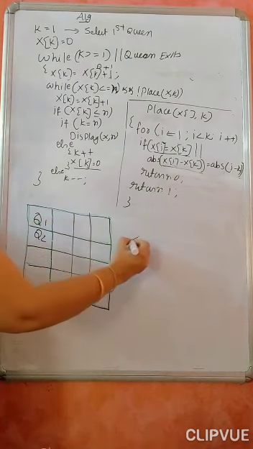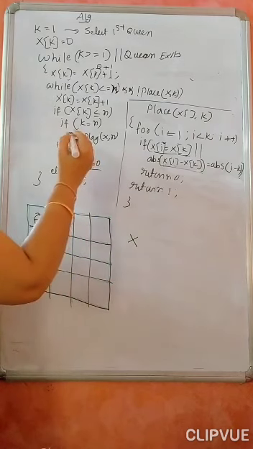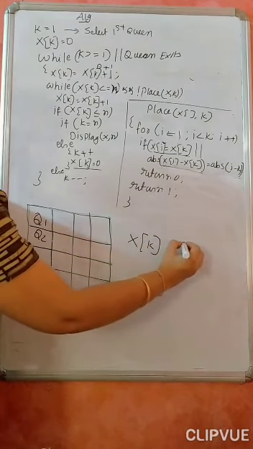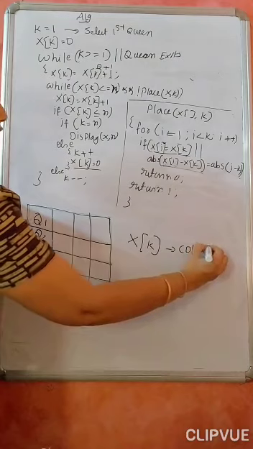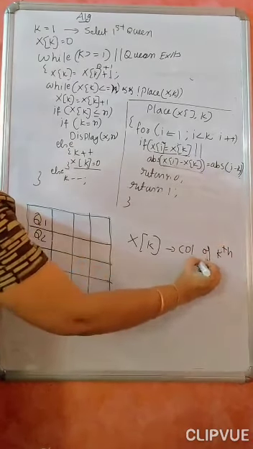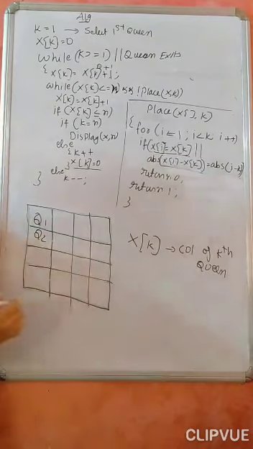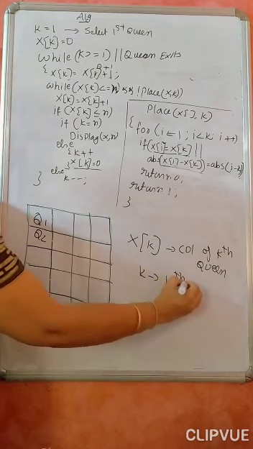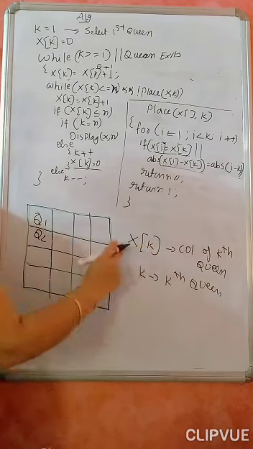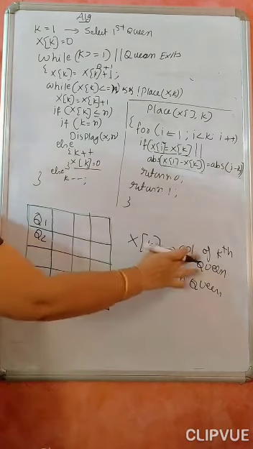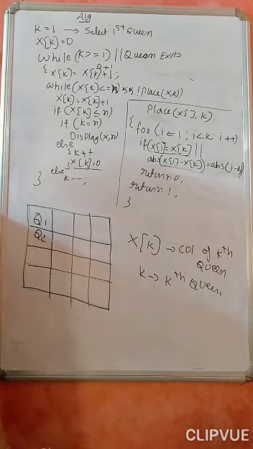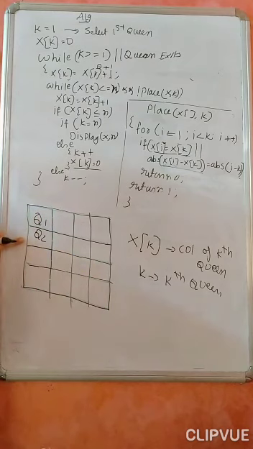I already told you while explaining this problem: what does x of k represent? It represents the column of the kth queen. And what does k represent? The kth queen. Remember these 2 points. x of k represents the column in which you are placing the kth queen, and k represents the kth queen.